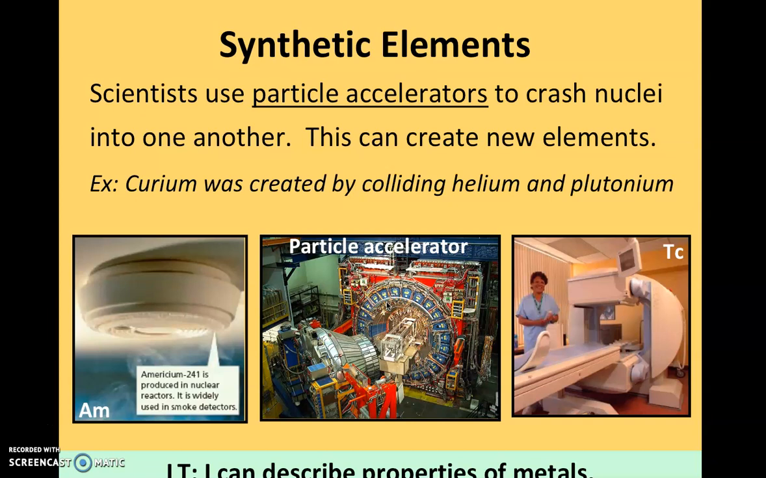A lot of times those new elements are not stable. So an example is curium. Curium was created by colliding helium and plutonium. Technetium and americium are some other examples of synthetic elements that you may have heard of before. Technetium, for example, is used in different medical equipment.